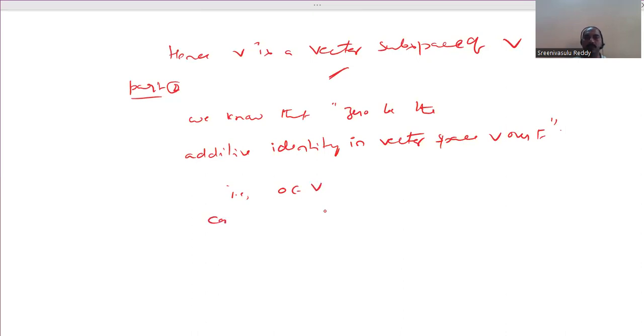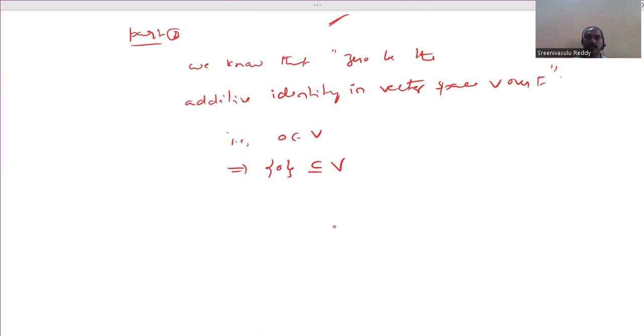Now consider, otherwise it is better to write it. So take the 0 vector, which implies 0 taken in set form is a subset of V. In place of W, we have V. W equals the singleton set {0}.